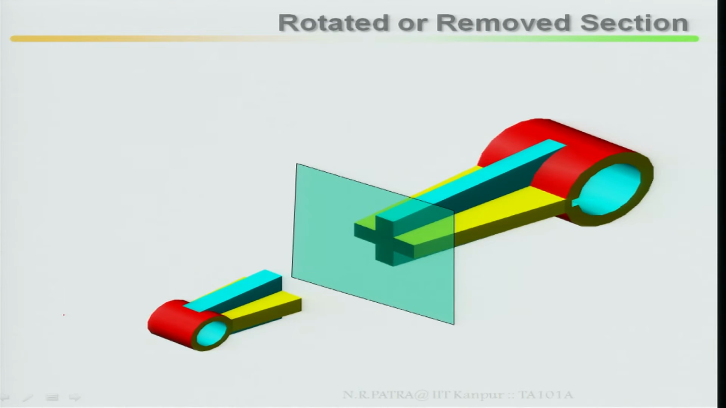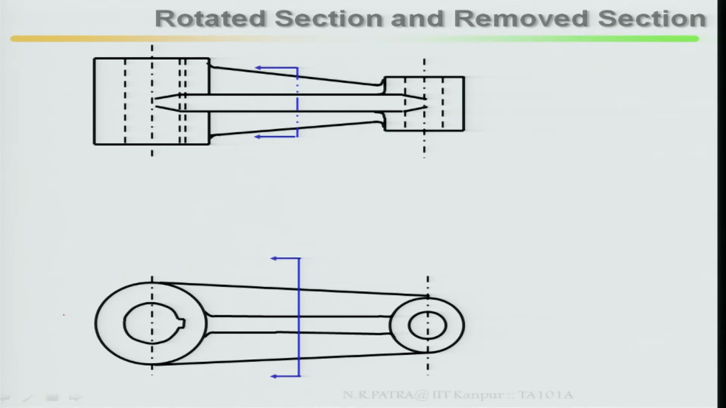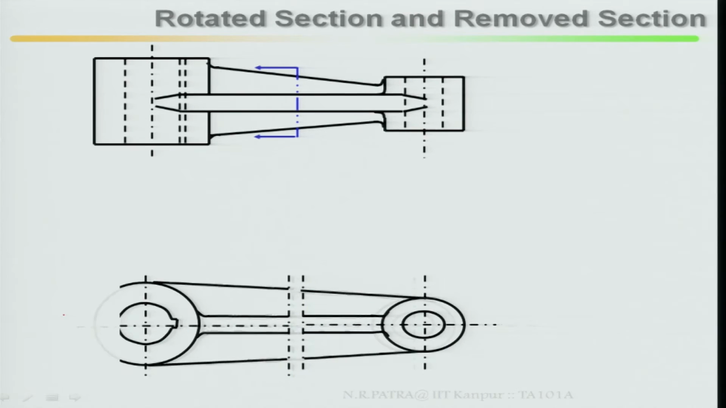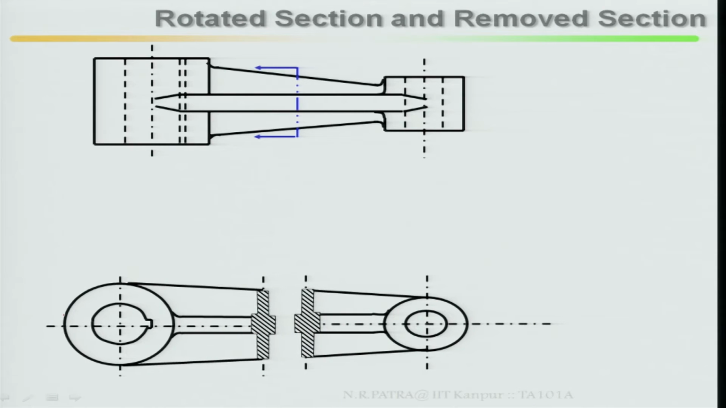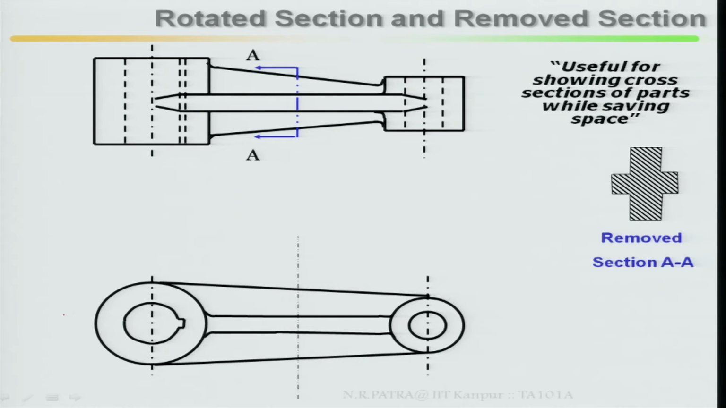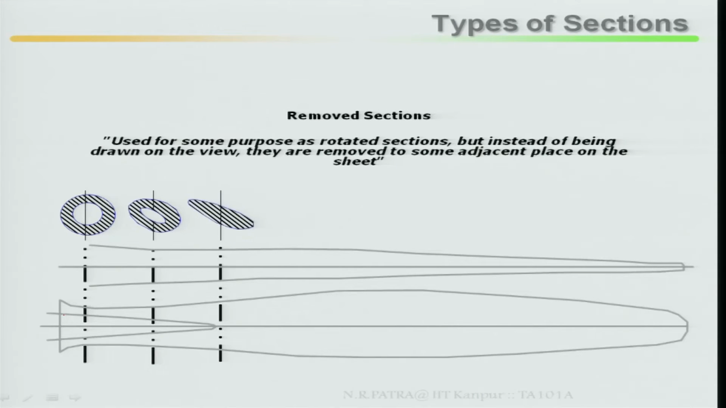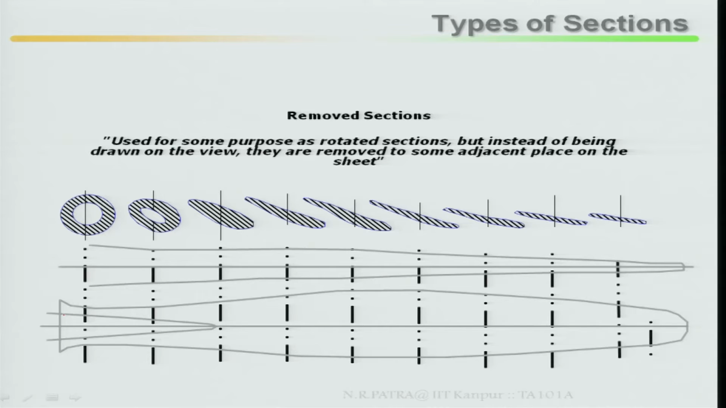Then rotated and removed sections, middle part, how it looks. Then it has been rotated to see both the sides, both front as well as rear. Then this rotated section has been removed and placed separately. As I vary from section to section, the removed sections look like this. It is changing from one plane to another plane.